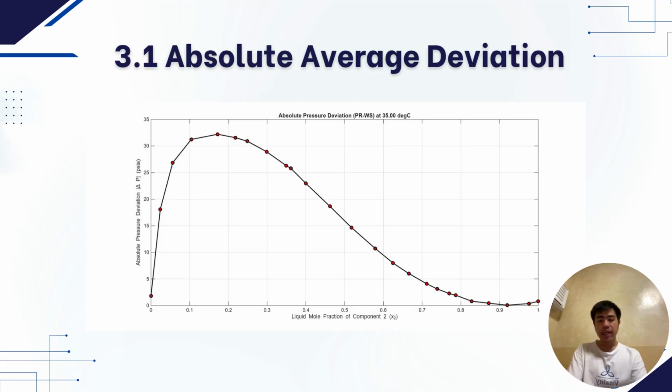This figure illustrates the absolute pressure deviation across the liquid composition range resulting from our data reduction process. The plot shows the difference between the experimental pressure and our calculated pressure at each point. Notice the maximum deviation peaking around x2 equal to 0.2 at approximately 32 pounds per square inch absolute. The overall shape of this curve confirms that the chosen interaction parameters successfully minimize the average deviation across the entire composition spectrum, giving us the statistically best fit model.